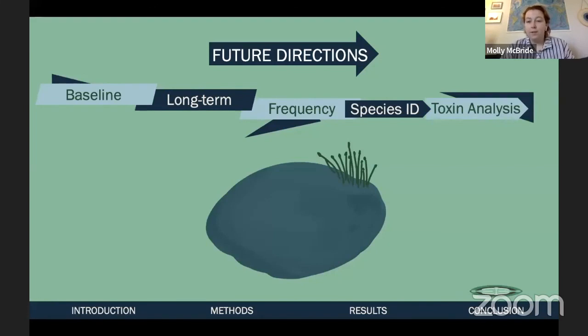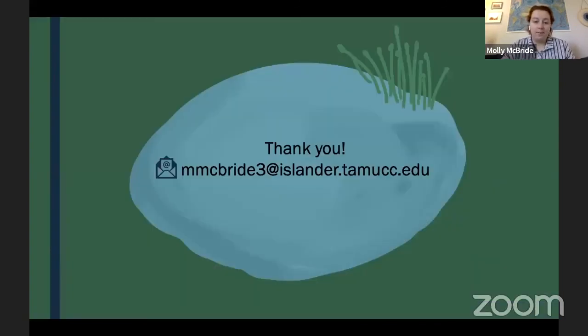And another component about that is toxin analysis. So that nichioid species that I mentioned, it can produce toxins, and it would be good if we had some way of analyzing the amount of toxins in the water to see if that is occurring.